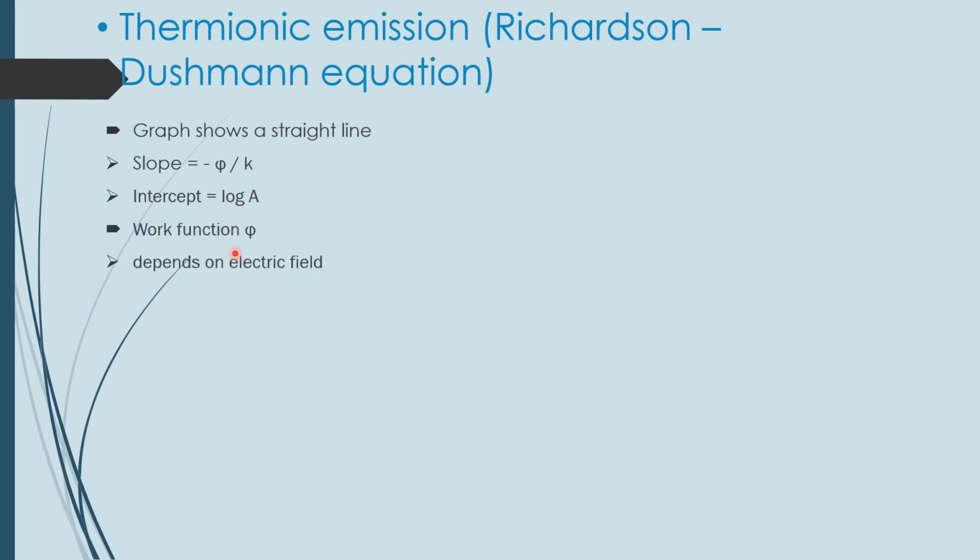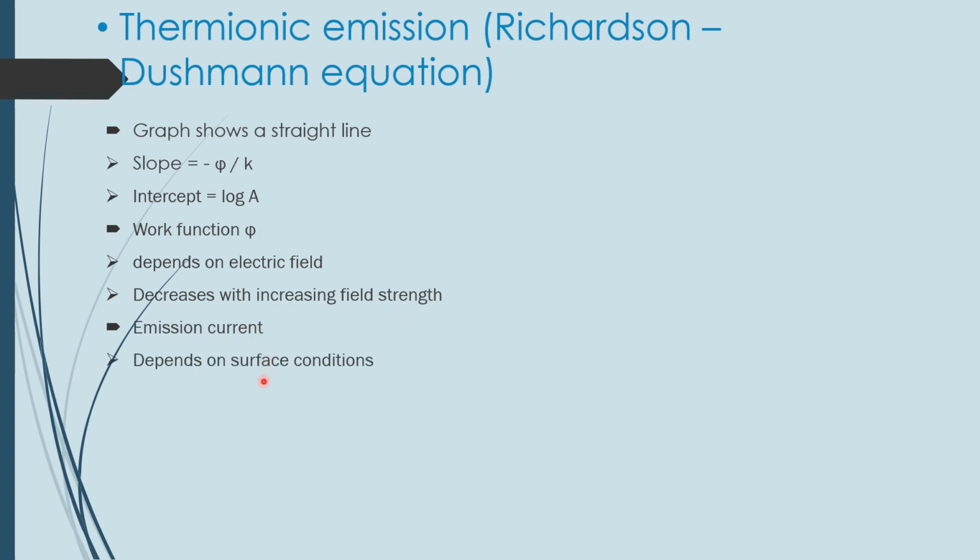The work function phi depends on the electric field and decreases with increasing field strength. Emission current depends on the surface conditions. Contamination of surfaces drastically changes phi.